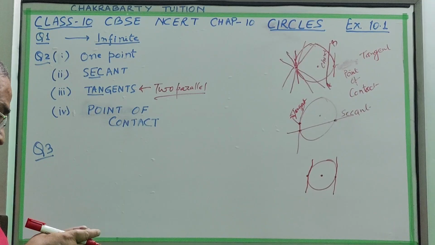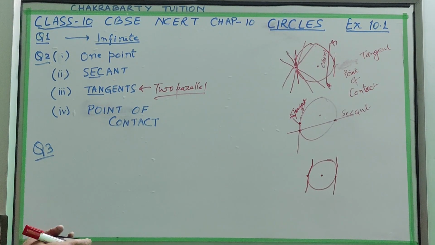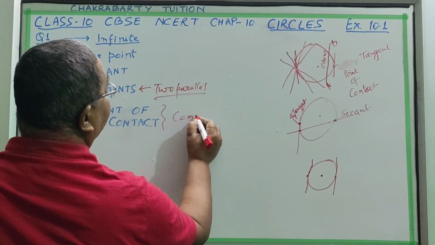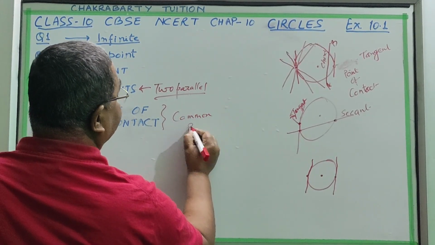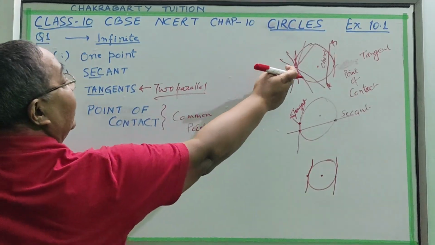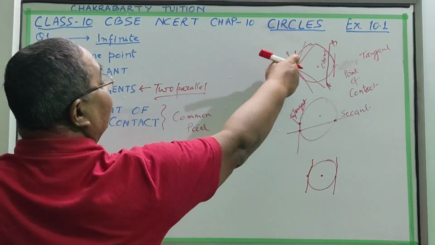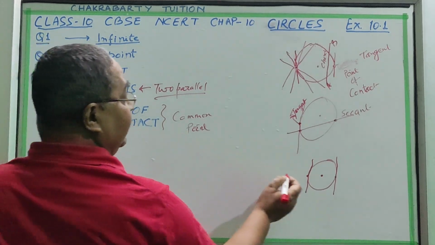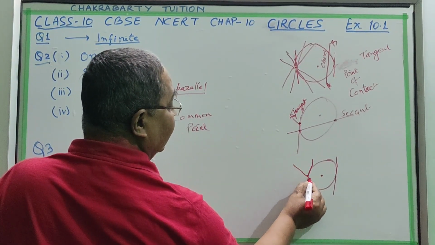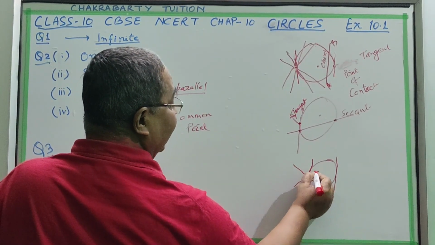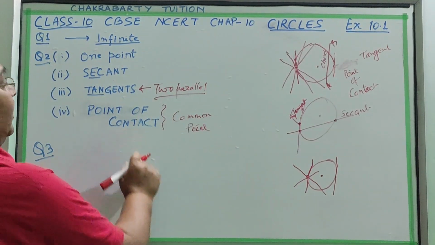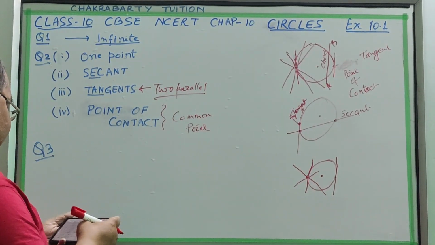Then next question: the common point of a tangent to a circle and the circle is called what? You see, this point is the common point. If more lines are touching at this point, it is the common point for all the lines. This is known as the point of contact. So your question number 2 is over.